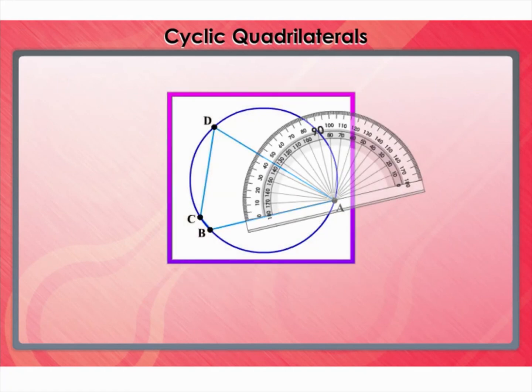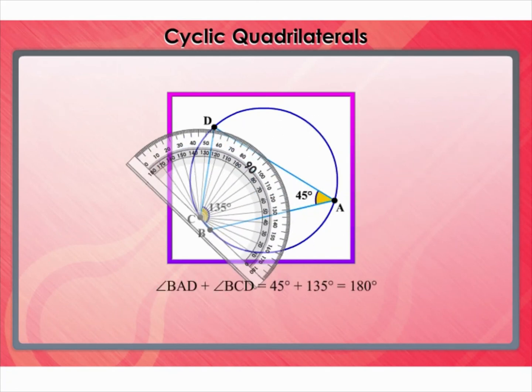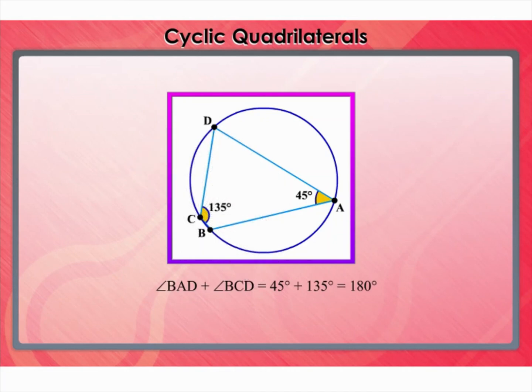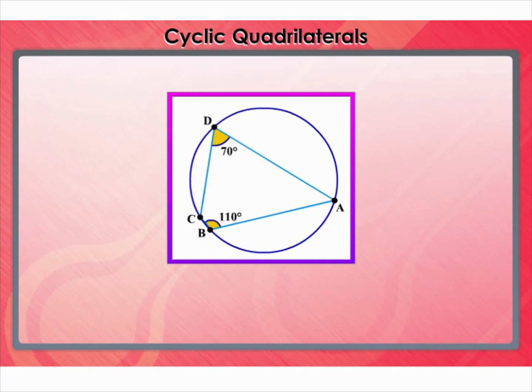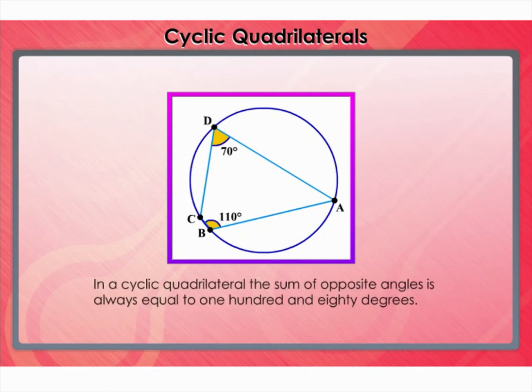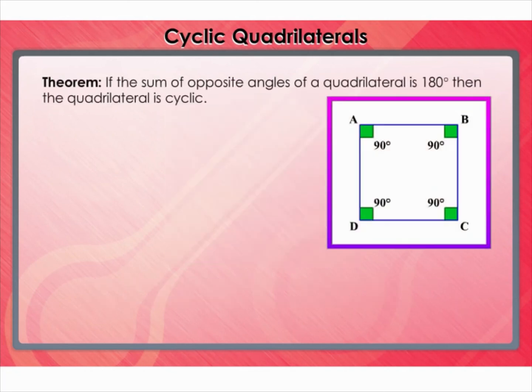Now consider another cyclic quadrilateral to verify the same result. Measure the opposite angles BAD and BCD in this quadrilateral. Note, their sum is equal to 180 degrees. Similarly, measure the opposite angles ABC and ADC. Their sum is also equal to 180 degrees. This way we can illustrate the theorem that in a cyclic quadrilateral, the sum of opposite angles is always equal to 180 degrees. We can also illustrate the theorem that if the sum of opposite angles of a quadrilateral is 180 degrees, then the quadrilateral is cyclic.